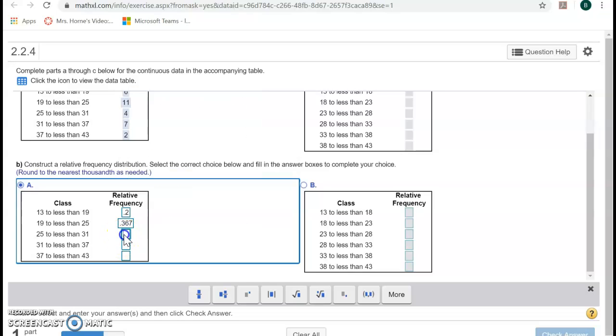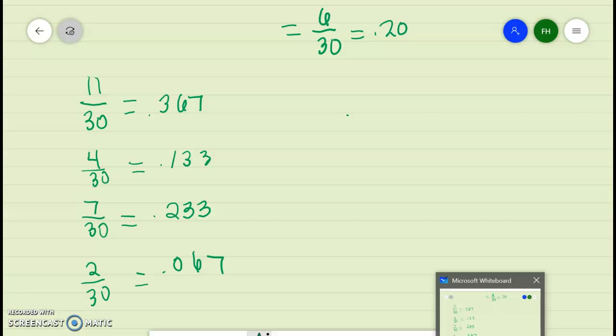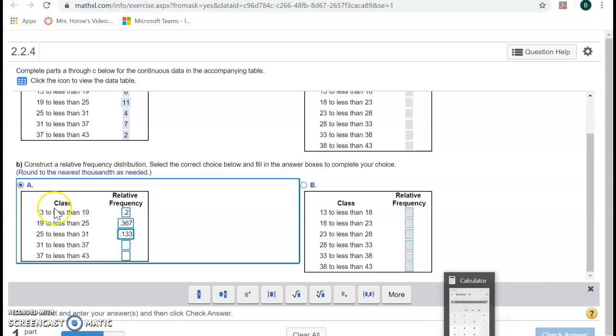I believe the next one was 0.133. And let's see what we have after that. No, 0.133, 0.233, and then 0.067.